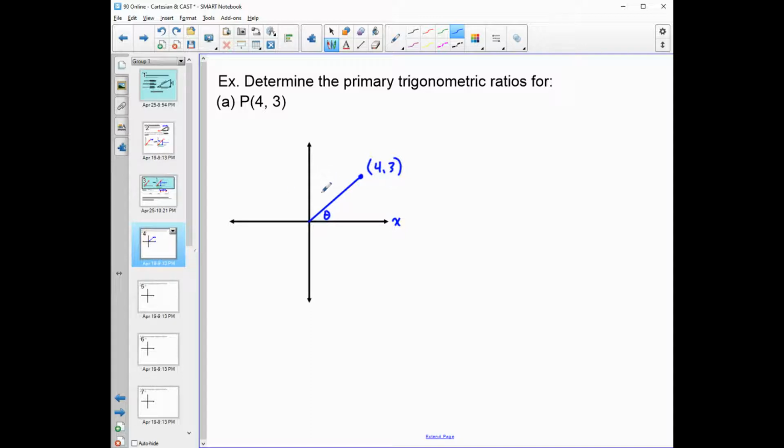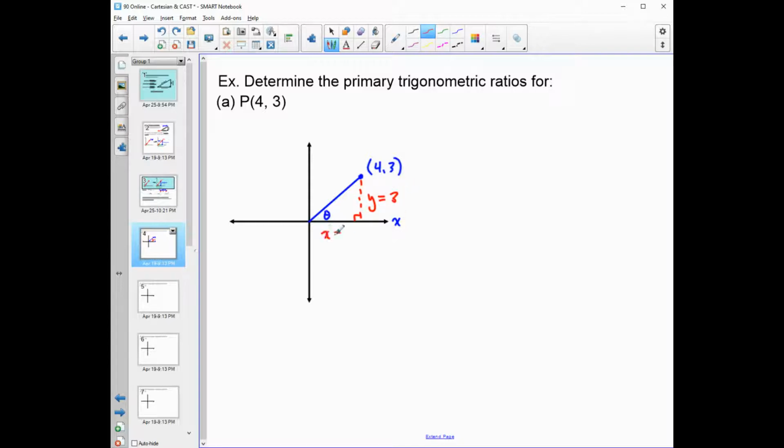If your angle is somewhere else, then you have to make use of what you know about things like 90-degree angles and 180, that sort of thing. And we'll talk about that in a little bit more depth as we go along. So in this case, that 4, 3, let me just start to break that down just to remind you. So that means that the y value here, the height of this right-angled triangle, is 3 units.